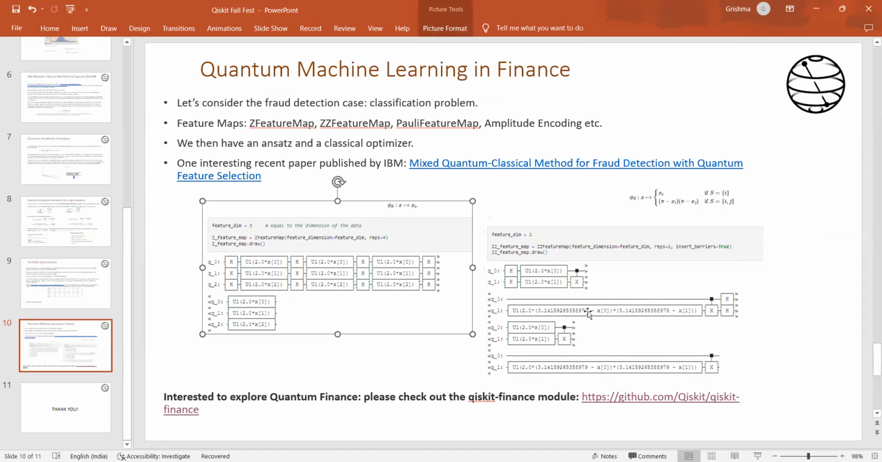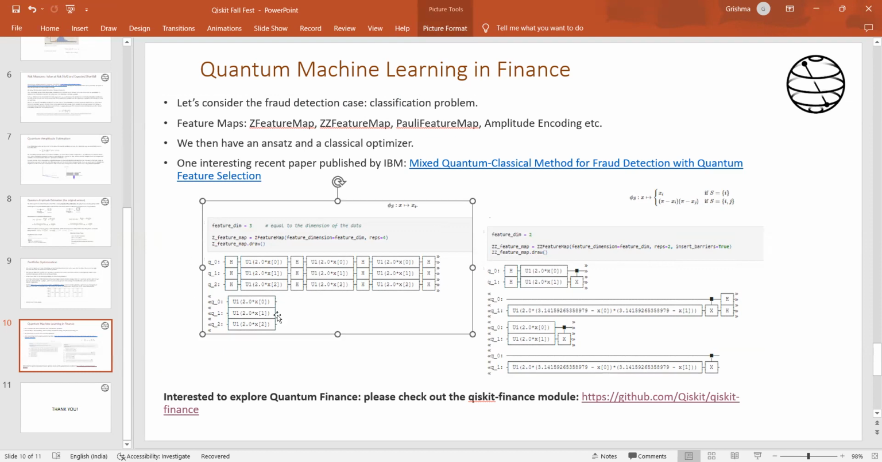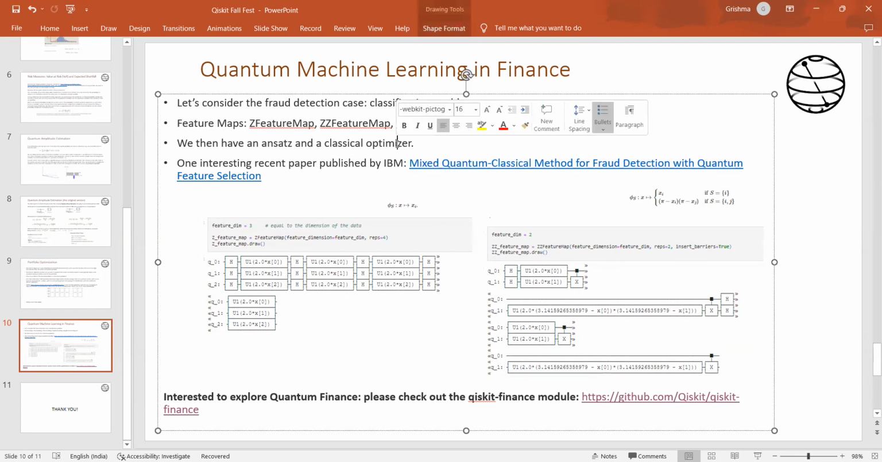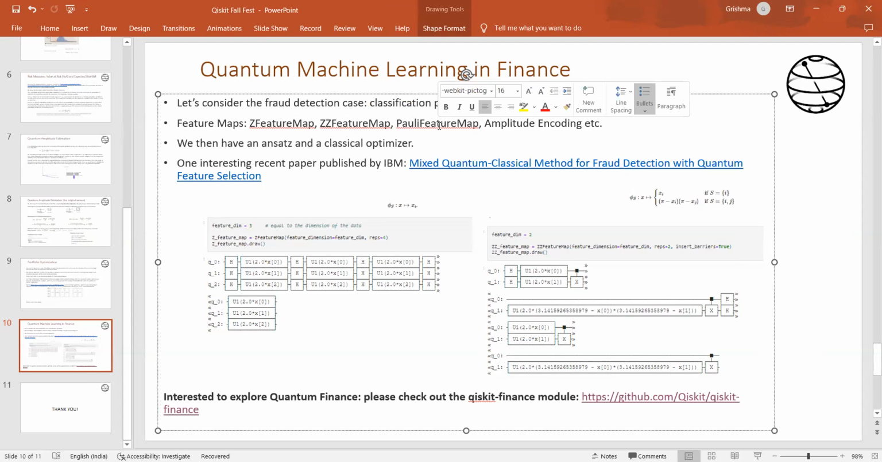For reference, I have also put in these snapshots from my Jupyter notebook where you can see the circuit that you get from the Z feature map and ZZ feature map. You can always look at the Qiskit documentation, which also has the paper links that describe these feature maps. They're pretty intuitive and simple to understand.